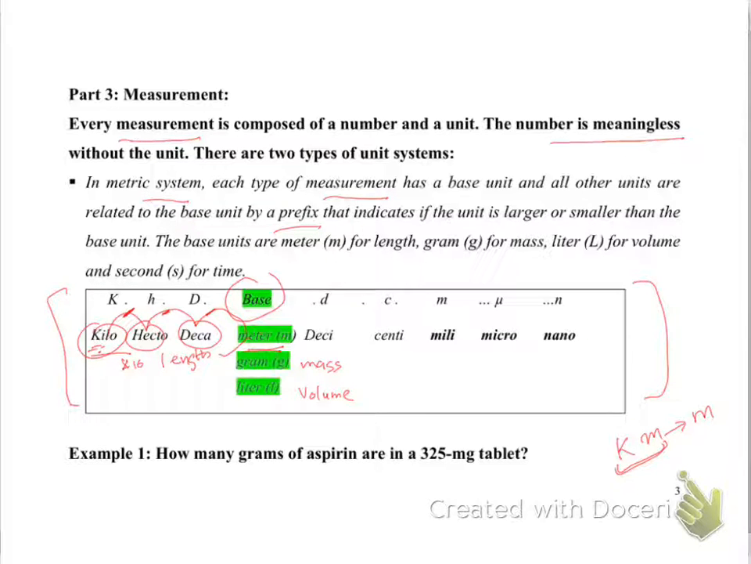What does that mean? 1 kilometer equals 1000 meters. 1 hectometer equals 100 meters. 1 decameter equals 10 meters. These units are larger than your base unit and these units are smaller than your base unit.